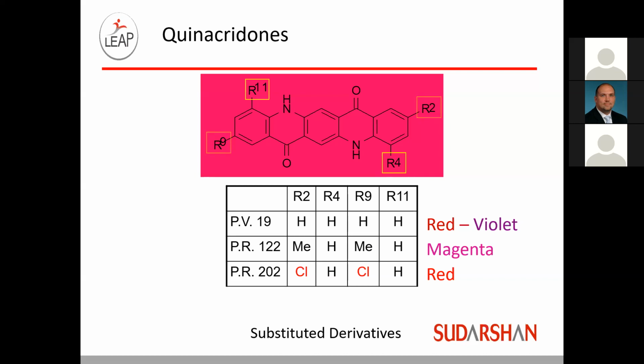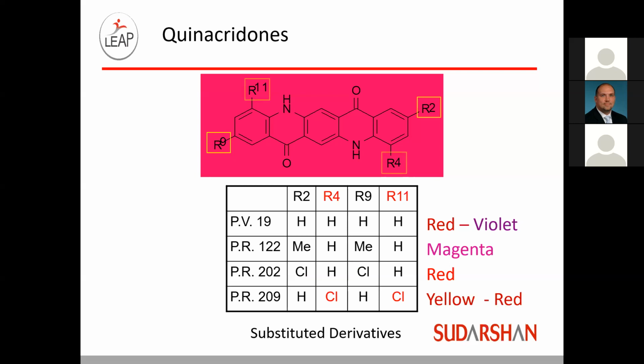And if we stick with the chlorine, but then move that positioning to the number 4 and number 11 positions, we create Pigment Red 209, which is a more maroon type in shade. So depending on what constituent you place and where you place it, that is how you generate the derivatives for these quinacridones.